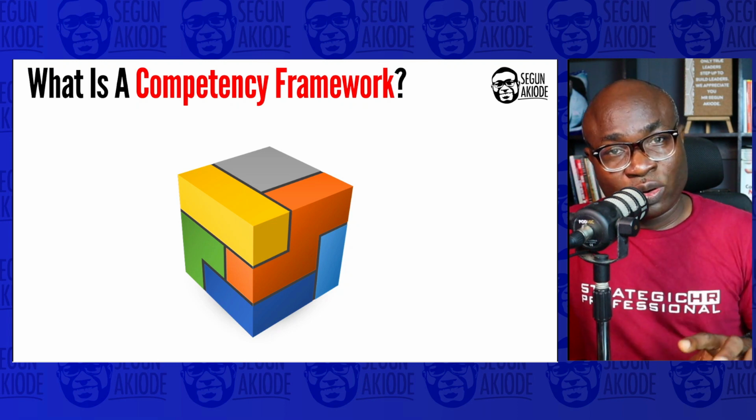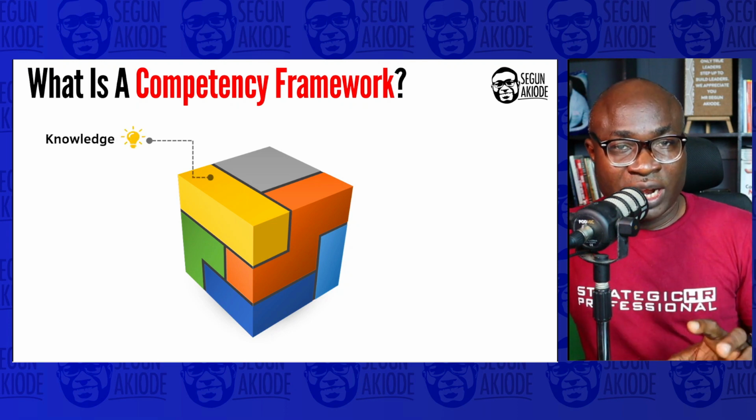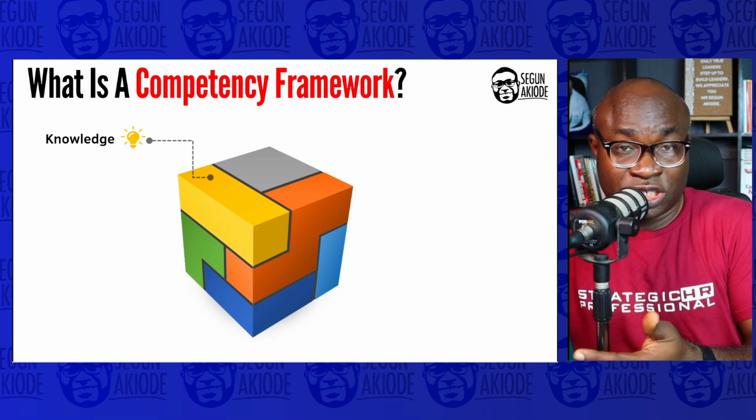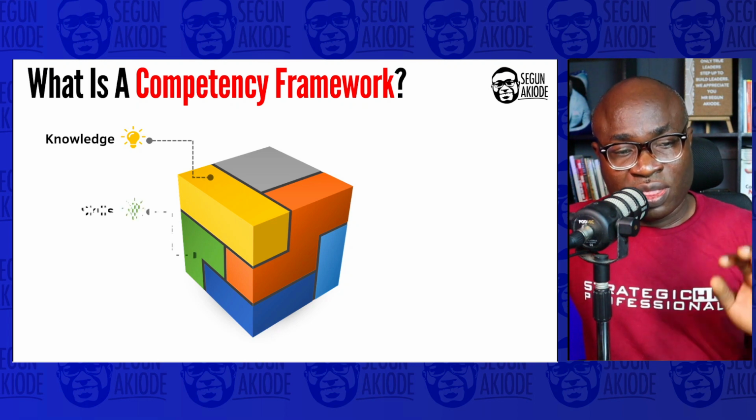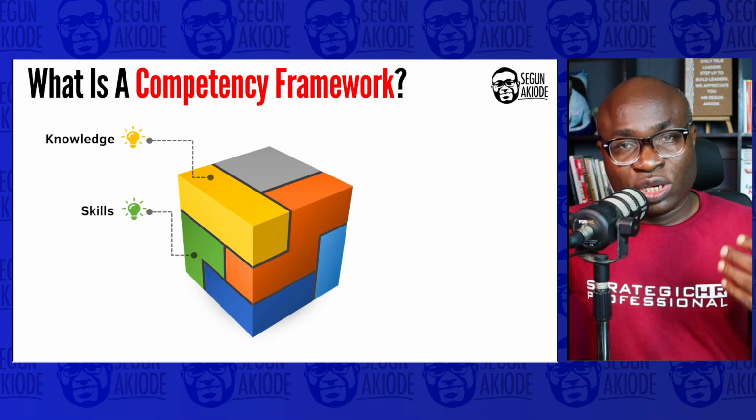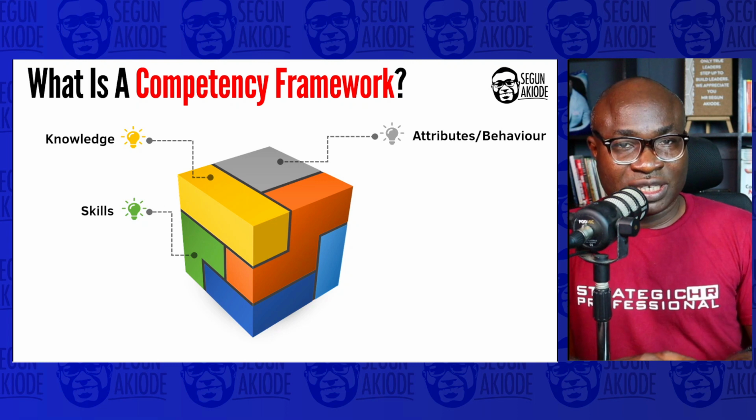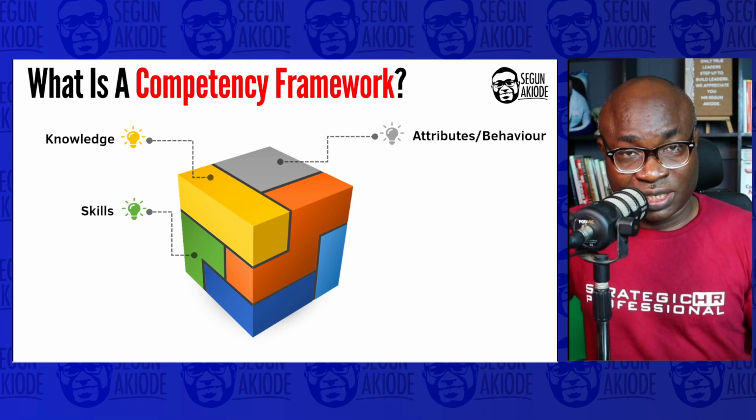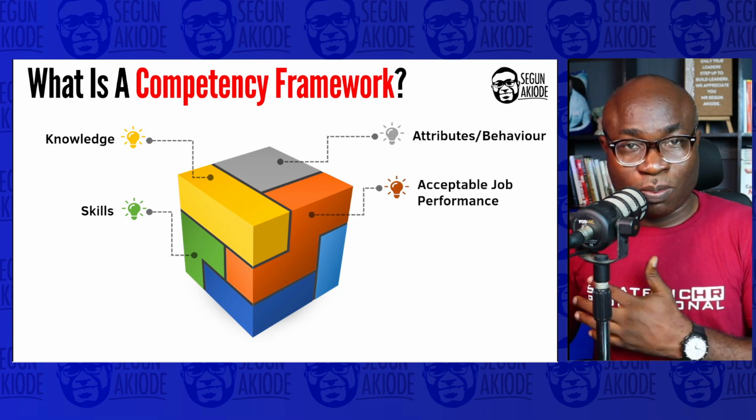The competencies are broken down into knowledge. That is talking about the knowledge required to do the role: what level of educational knowledge or type of knowledge is required to do the role. Then we look at the skills required to do the role. Then we look at the attributes or behaviors. Now, these critical factors in terms of knowledge, skills, and attributes are known as competencies. Now, these competencies are required for acceptable job performance.